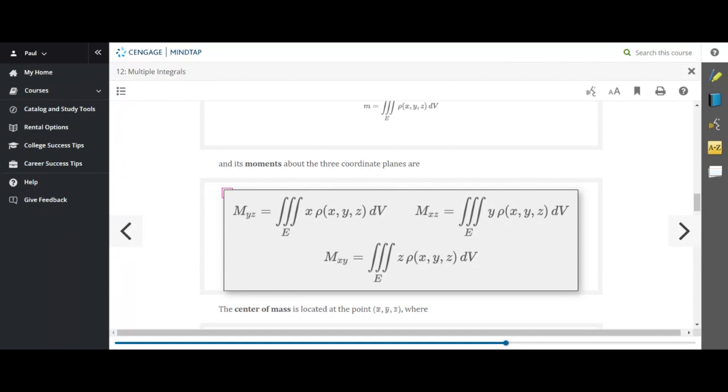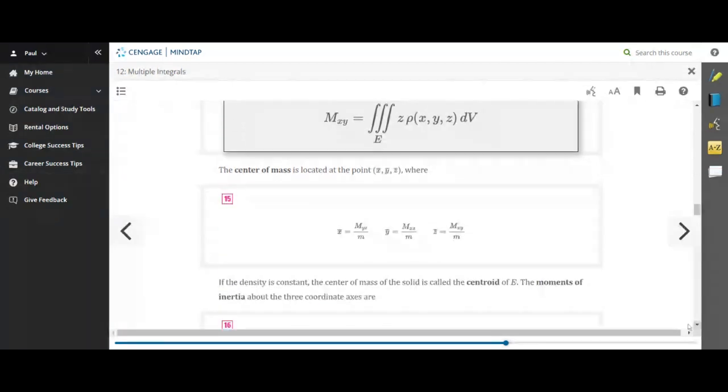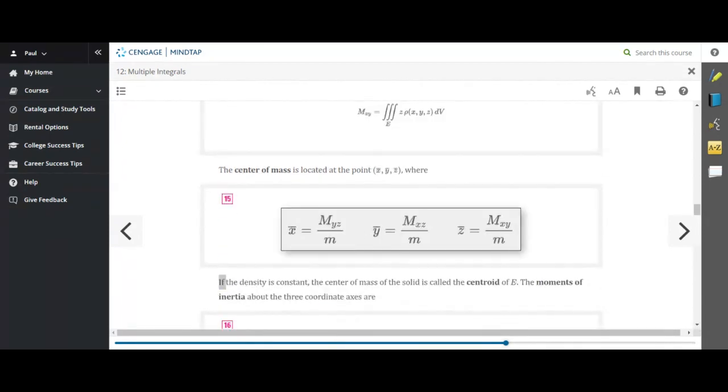The center of mass works just like section 12.5. It's just you have three coordinates. Now the center of mass, or the centroid: if the density is constant, the center of mass of the solid is called the centroid. So center of mass is a general term. When you have constant density, the center of mass is a centroid.